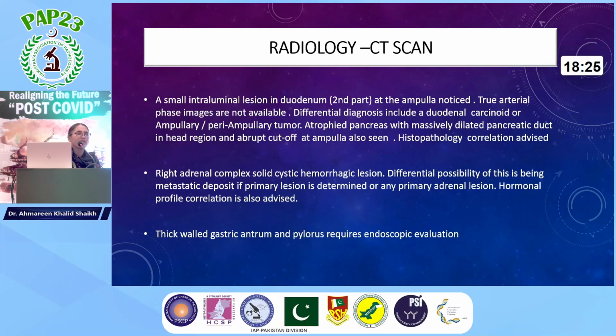The CT scan showed that he had three lesions. One of them was an intraluminal lesion involving the ampullary region. The radiologist suspected that this might be a neuroendocrine tumor or an ampullary carcinoma. The second lesion was involving the right adrenal gland. It was a multi-septated lesion and very hemorrhagic. The opinion was that it could be a primary lesion of the adrenal gland or a metastatic lesion from some other organ.